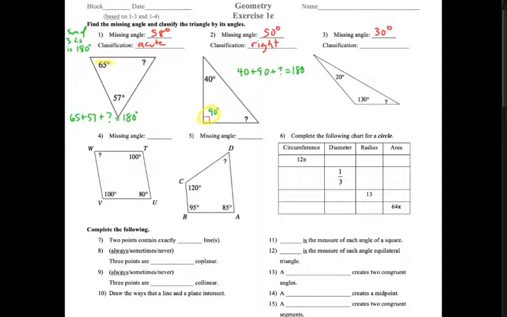The missing angle in number three is 30 degrees. 20 degrees plus 130 degrees plus 30 equals 180. Because the biggest angle is 130 degrees, that's an obtuse triangle. Number 4 and 5, those quadrilaterals, the sum of the angles of the quadrilaterals is 360 degrees. So add all these angles together, the one that's missing is going to be 80. On number 5, add all those together, the one that's missing is 60 to get 360.